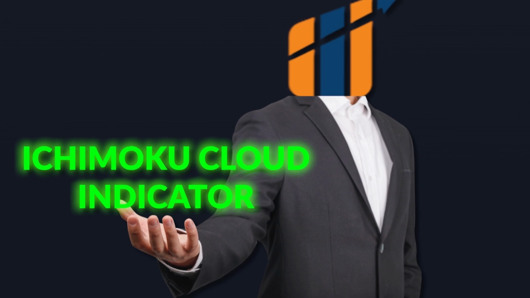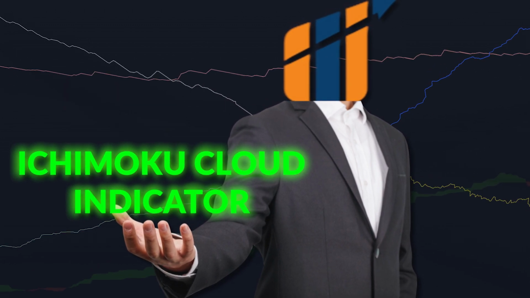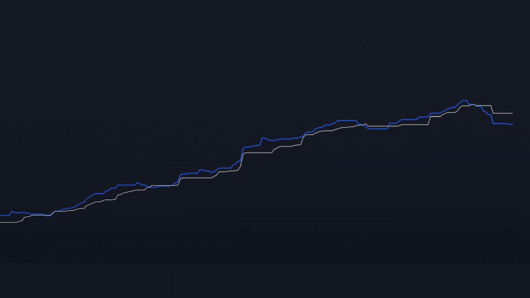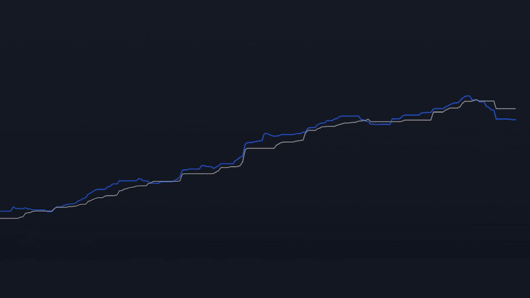The Ichimoku Cloud indicator consists of multiple components. The conversion line, which is a short-term 9-period moving average. It offers insights into short-term price momentum. The baseline, which is a medium-term 26-period moving average. This provides information about medium-term price momentum.